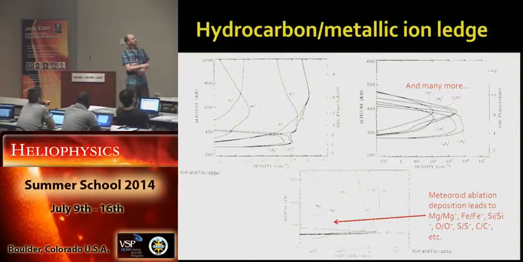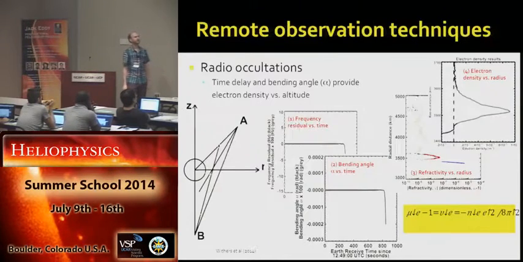Additionally, you can also have meteoroid ablation in the lower atmosphere that produces metallic ions such as magnesium, iron, and so on. And that's similar in concentration to the hydrocarbon densities. So these are minor constituents in the giant planet ionospheres. All right, now let's move on to some of the remote observation techniques.